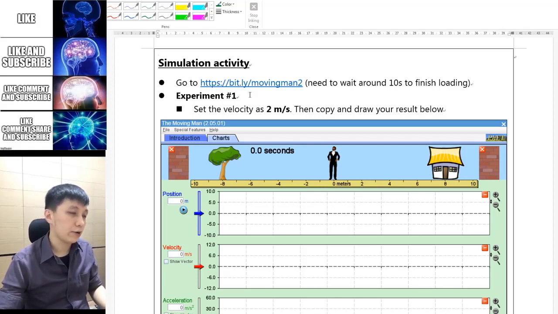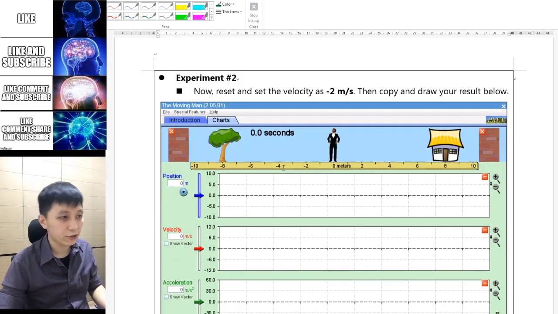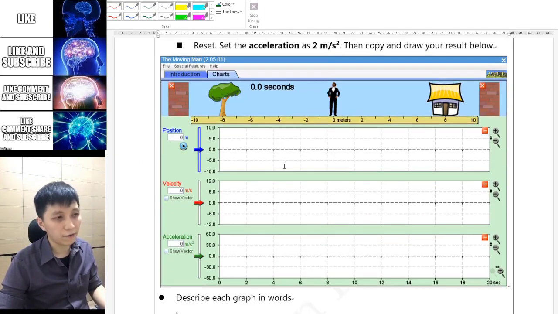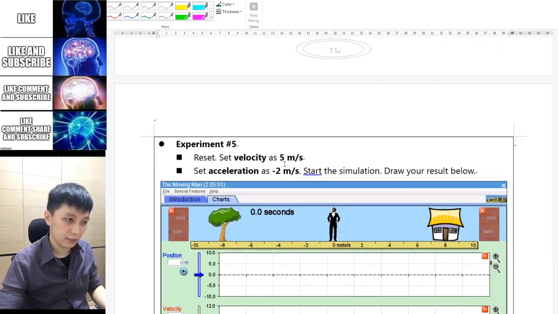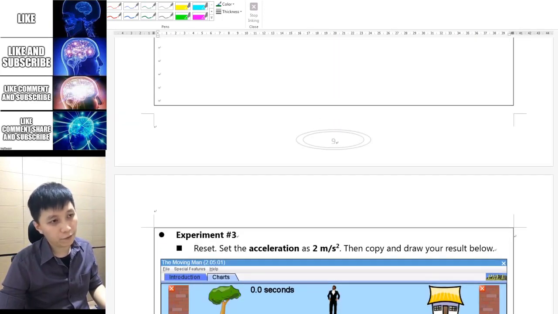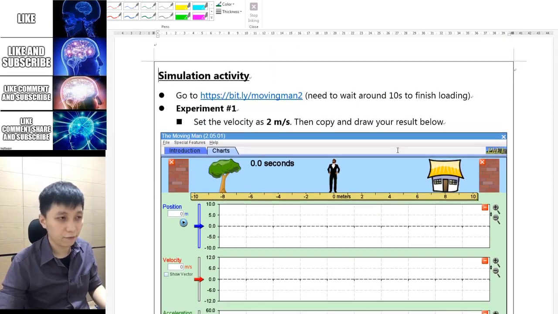In this video, we'll explore a simulation activity. You can download the worksheet in the description of this video. Go and do it now, and you will see there are 5 pages in total, which consist of 5 different setups of the experiment in this simulation. This experiment is obviously something to do with motion graphs that you will learn in physics for mechanics.